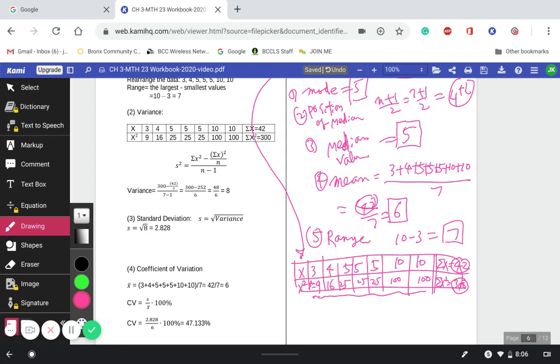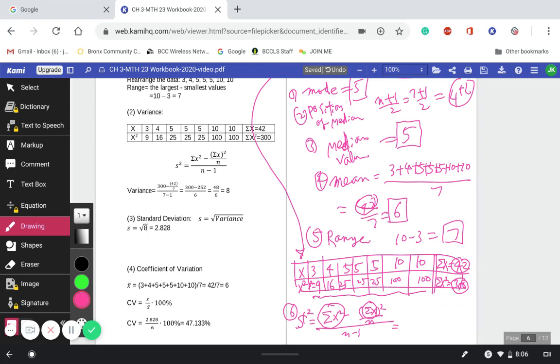So why am I making this table? Because in number 6, they're asking to find the variance. This is s squared. And the formula for s squared is the summation of x squared minus the square of the summation of x divided by n, and divide the whole thing by n minus 1. To plug into each of these, I need this table. So you have to have a table when you do it this way.